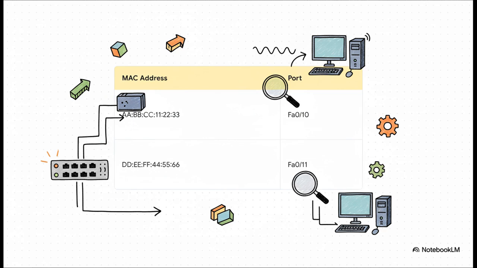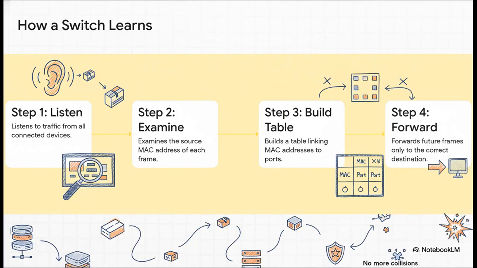It learns. It builds a little address book, kind of like this table. The very first time a computer sends a message, the switch sees it come in on, say, port number 10. It peeks at the sender's MAC address and makes a little note. Aha, this computer lives on port 10. Over time, it builds a complete map of the entire office. So that's the process right there.